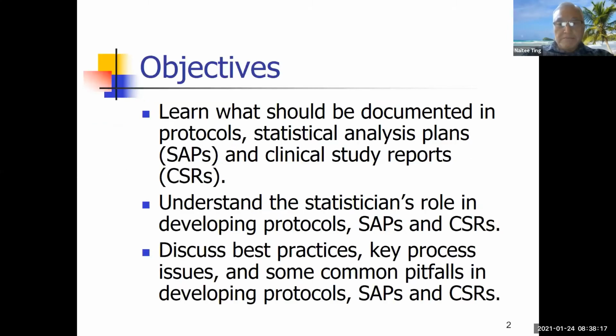Okay, let's get started. We're going to learn what should be documented in the protocol, statistical analysis plan, and clinical study report, CSR. If you are a clinical statistician, you know that the three tangible deliverables are these three documents: protocols, SAPs, and CSRs. I want to understand the statistician's role in developing protocols, SAPs, and CSRs, and discuss pitfalls in developing these documents.